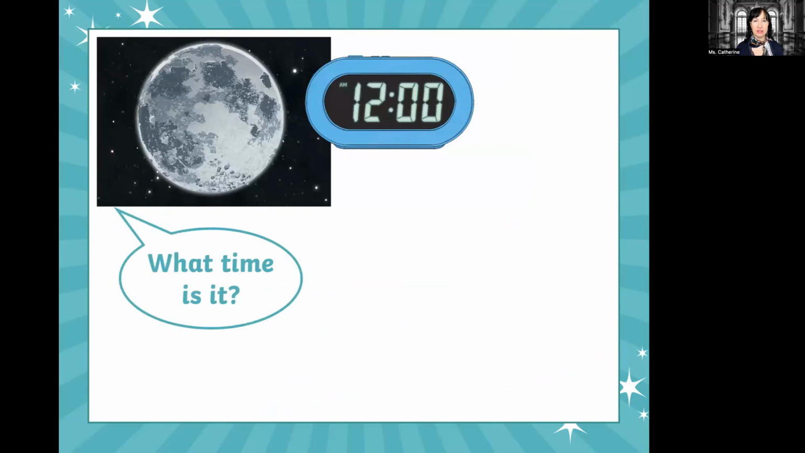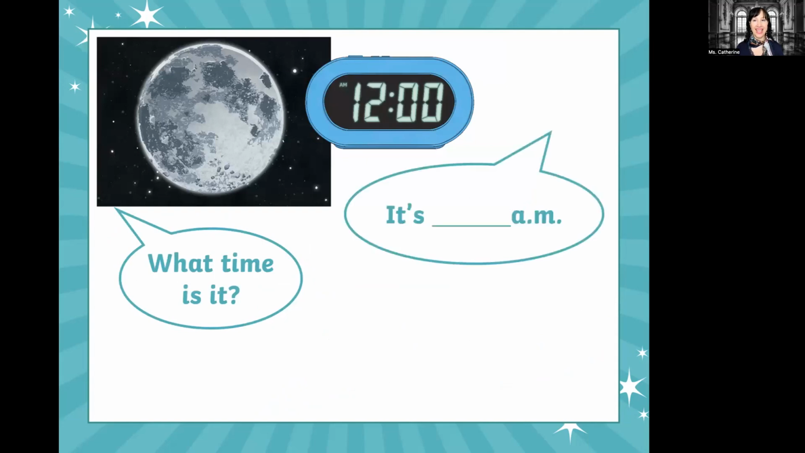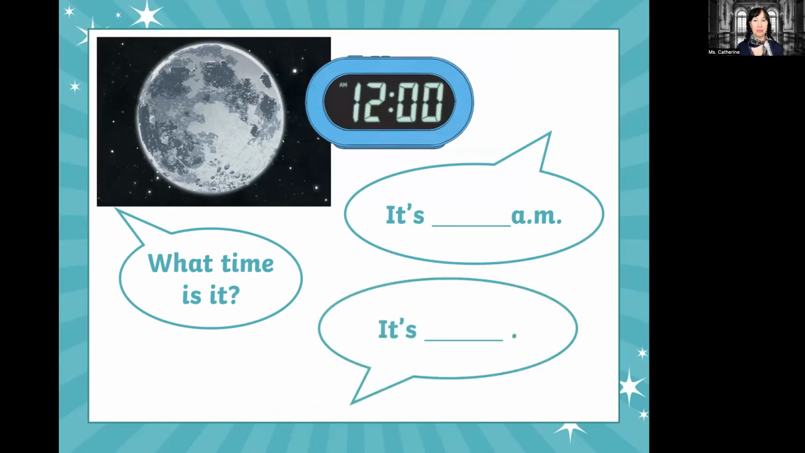What time is it? It's blank a.m. Okay, what are the two ways here? It's 12 a.m. Remember the V, 12. It's 12 a.m. Or we could say it's 12. Or we can say it's midnight. Midnight. Okay, so it's 12 a.m. It's 12 in the morning.